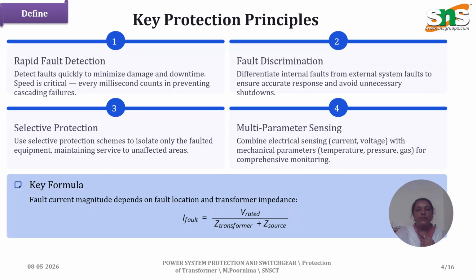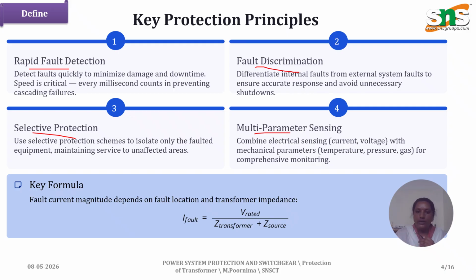Coming to key protection principles, we categorize them into four principles. One is rapid fault detection, the next is fault discrimination, the next is selective protection, and the next is multi-parameter sensing. Coming to rapid fault detection: detect faults quickly to minimize damage downstream and speed up critical response. Every second counts in preventing cascading faults.